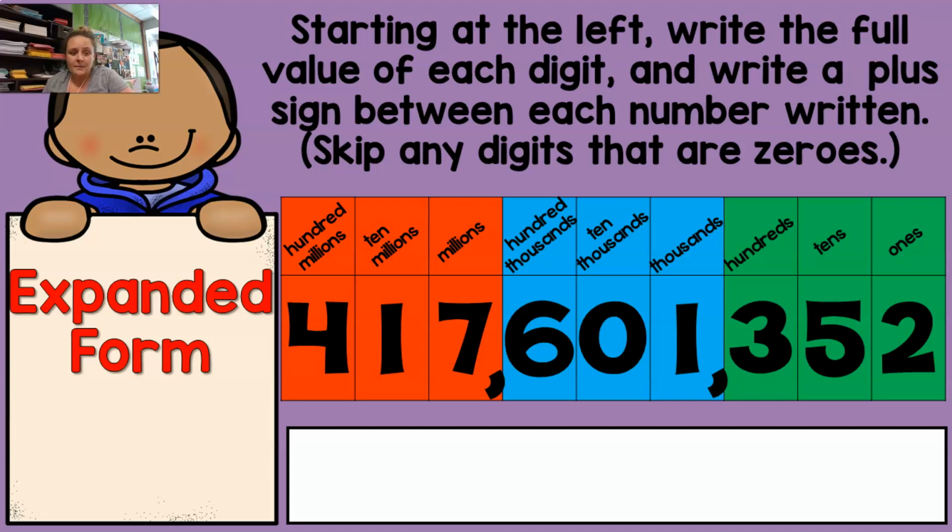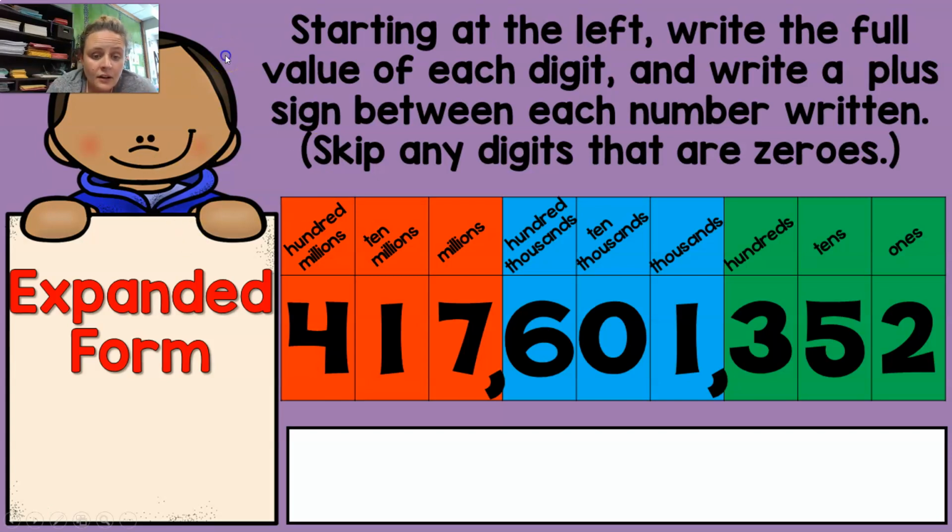Awesome job. The last one we're going to talk about is expanded form, which I know you've worked on in grades before. We're just going to do it with bigger numbers. Starting at the left, write the full value of each digit and write a plus sign between each number written. Skip any digits that are zeros.